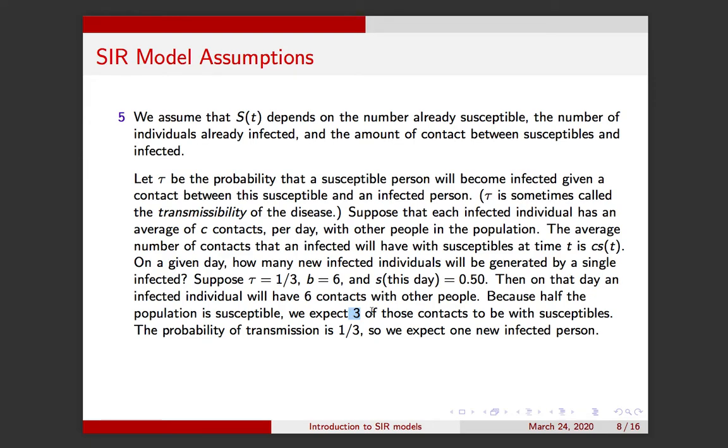Because half of the population is susceptible, on average, 3 of those contacts will be with susceptible people. Okay, so if I have 6 total contacts, assuming all these assumptions here, about 3 of those will be with susceptibles. And then, since the probability of transmission is 1/3, I do 3 times 1/3 and get just 1 new infected person.